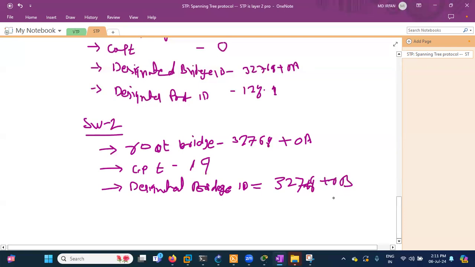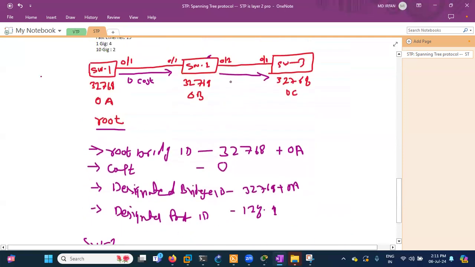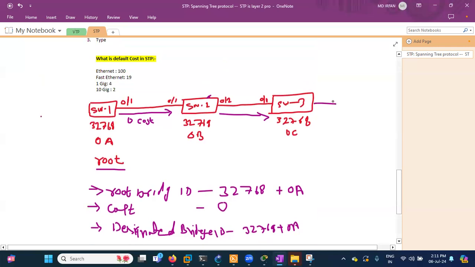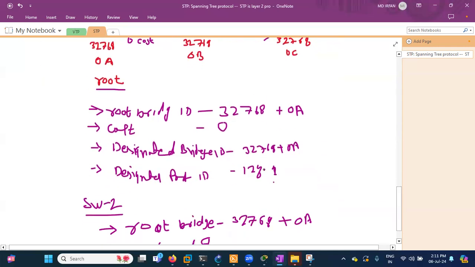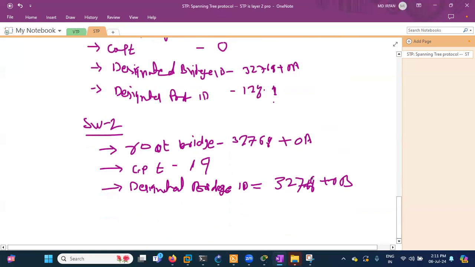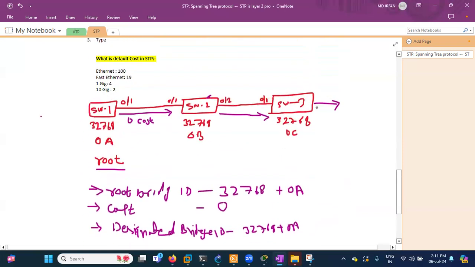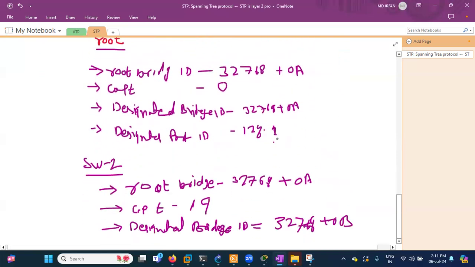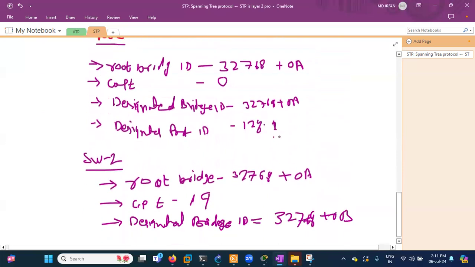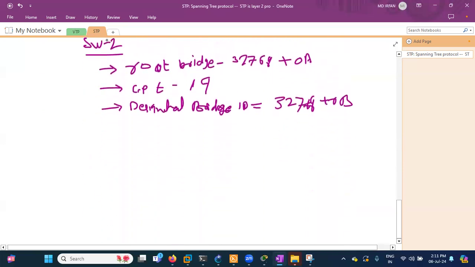Okay, got it, right? And now, which interface is sending the information? That is 128.2, which will be another piece of information. Then when this switch sends to someone, it will be the same thing. The root bridge ID will be the same, the cost will be the same, the designated bridge ID is this switch's information, and for example if interface 02, then 128.2. Okay. Now you got the basic idea of these things.